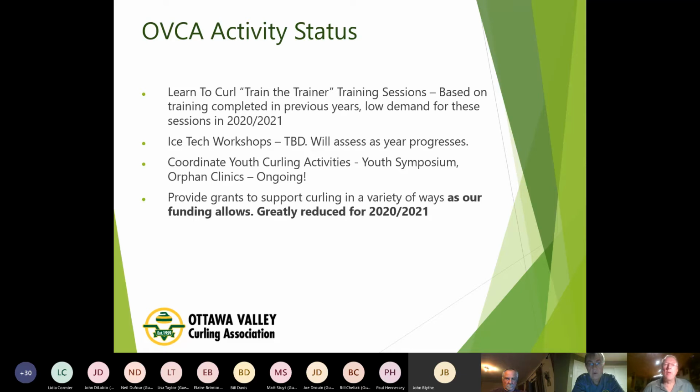Some other things that we normally do: Learn to Curl. OVCA has run Learn to Curl Train the Trainer training sessions. That program has more or less run its course. That's one of the areas where Curl On is now running a program, so we're trying to, again, remove duplication. And based on training that's been completed in previous years, we're expecting a low demand for the OVCA to run any sessions this year.